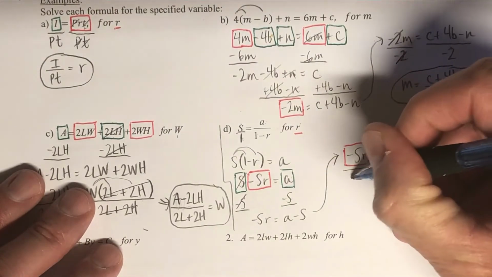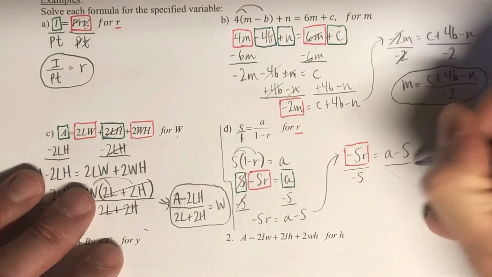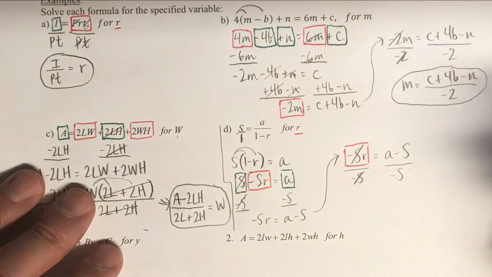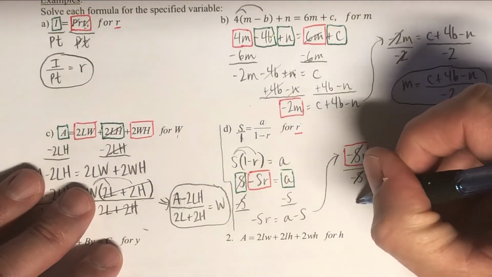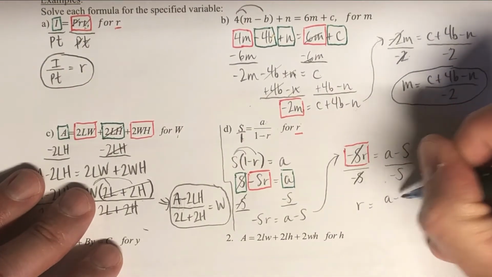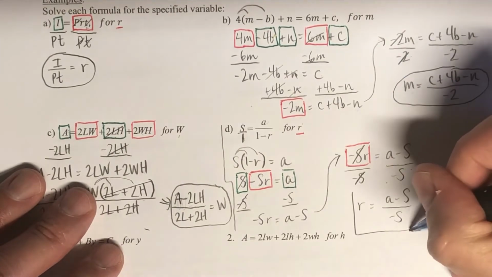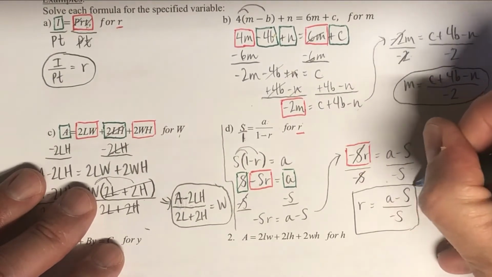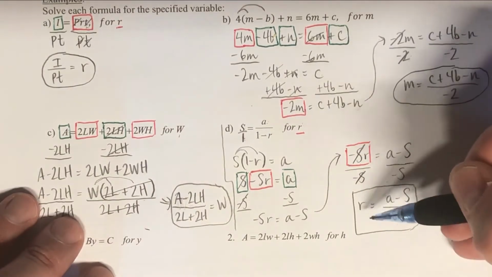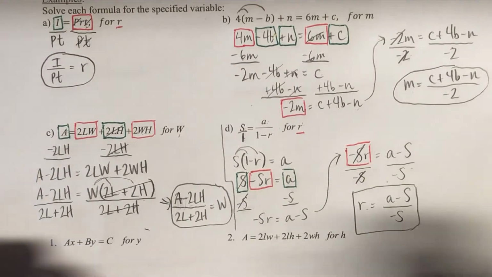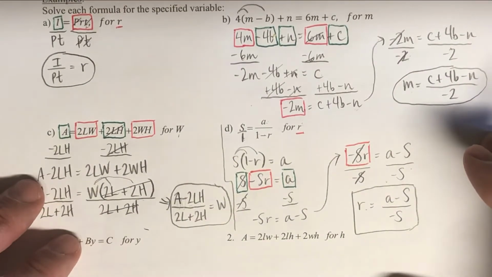So then we need to divide by negative s in order to get the r by itself. Those cancel, and you get r is equal to a minus s over negative s. So once again, we got r by itself, the designated variable. It's not on the other side. We have truly solved for r as they asked us to do.